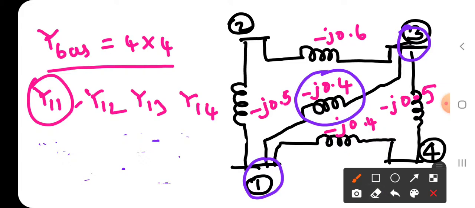Yes, so why 1 4 in the sense? Between node 1 and node 4, it is J 0.4. Okay, so now let us construct the Ybus matrix with all these values like this. Just do the same for node 2, node 3, and node 4 also. Then let me write the Ybus matrix.